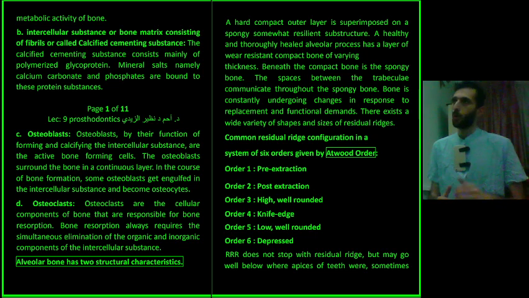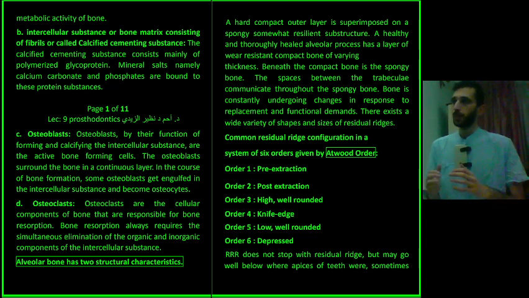Intercellular substance or bone matrix, consisting of fibrils and a so-called calcified cementing substance. The calcified cementing substance consists mainly of polymerized glycoprotein. Mineral salts, namely calcium carbonate and phosphates, are bound to these protein substances.